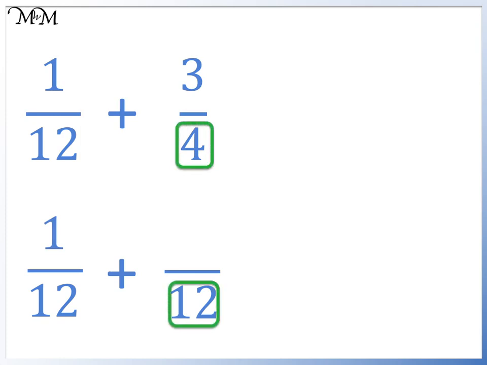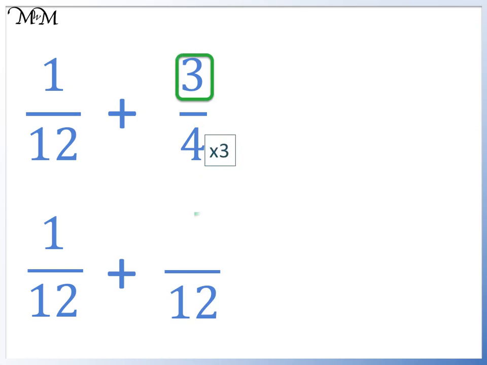How do we get from 4 to 12? We multiply by 3. Because we multiplied the denominator by 3, we must also multiply the numerator by 3. 3 times 3 equals 9.